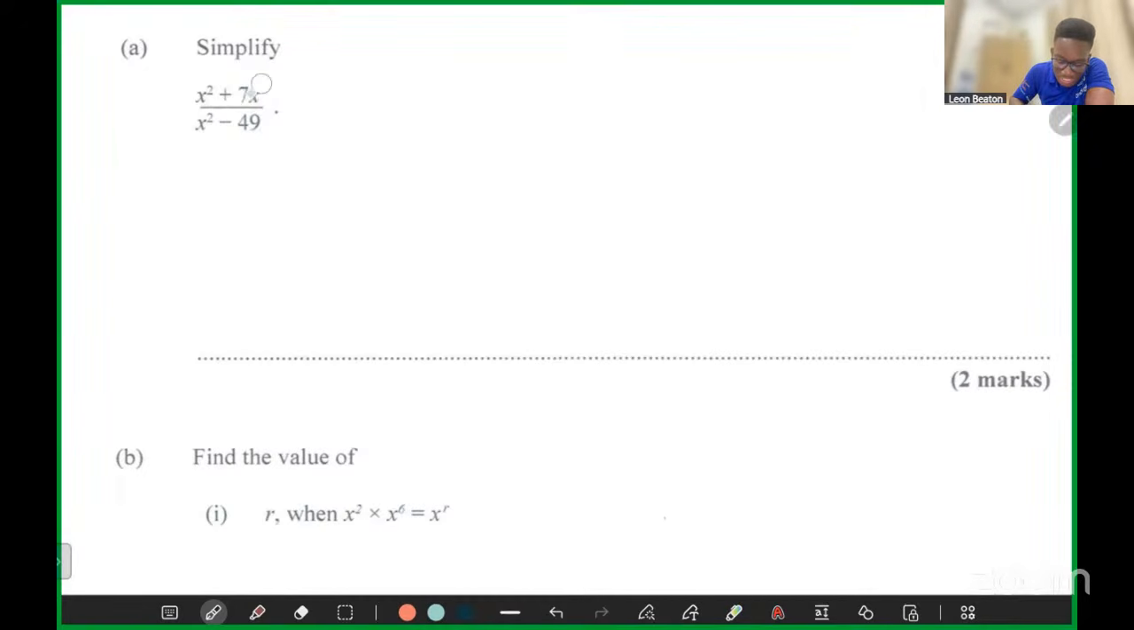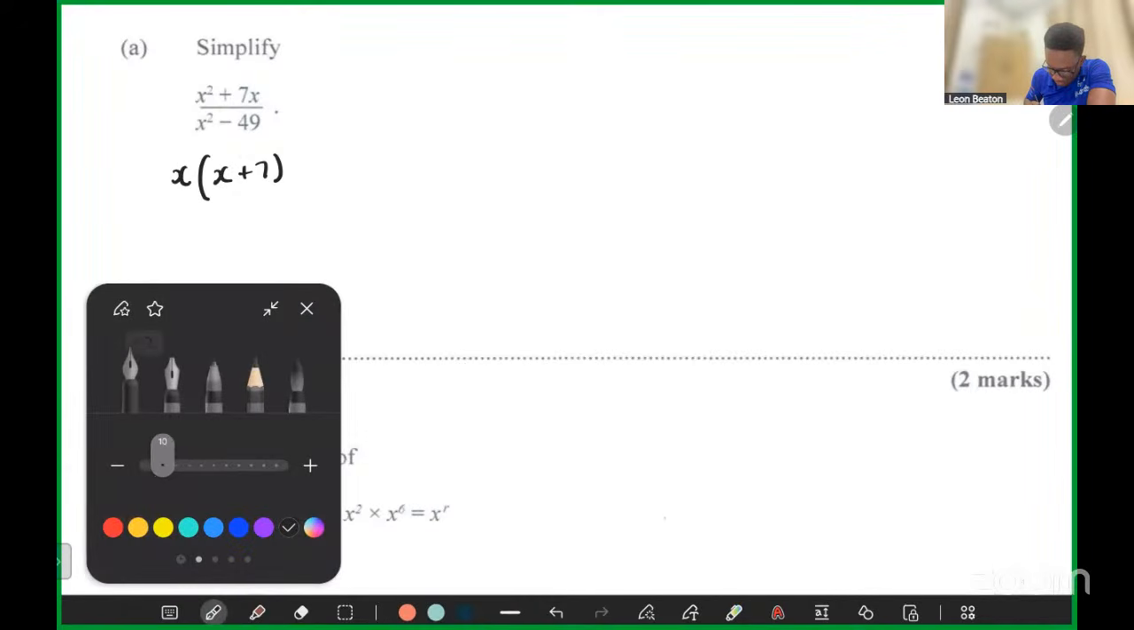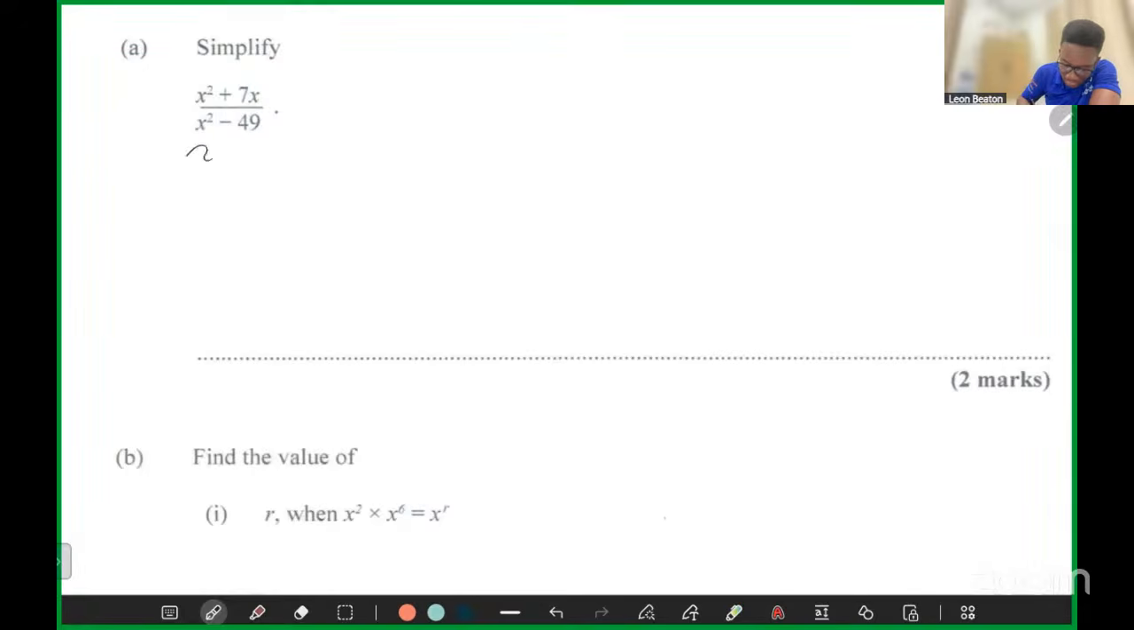So we see we can't use difference of 2 squares at the top because this is x squared. I mean, we can multiply something by itself to give you x squared, but we cannot multiply something by itself to give us 7x. So we got to factorize the top piece. So we can just simply use the distributive law way of factorizing, meaning just pull out the common factor. So we see the common factor at the top would simply be x. So you factor the x, you're left with x plus 7. And what about the bottom?